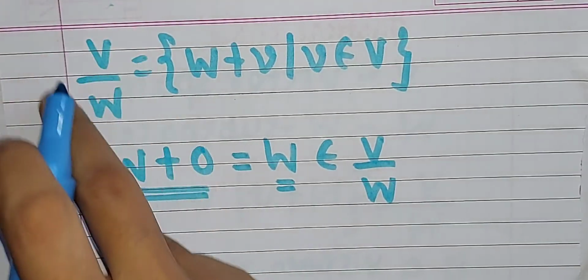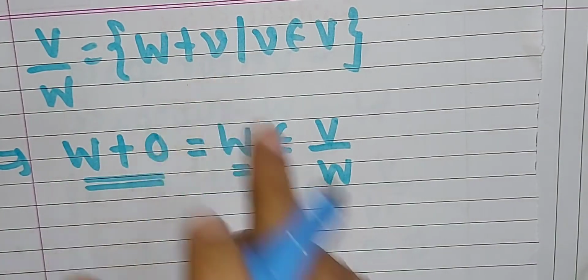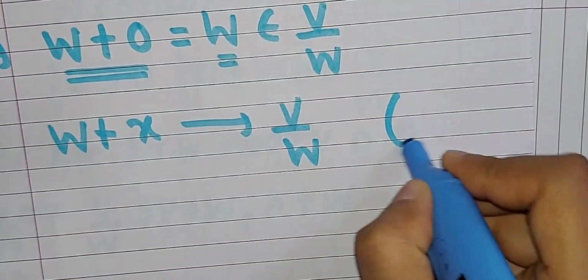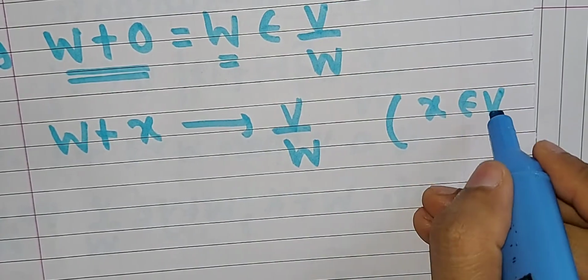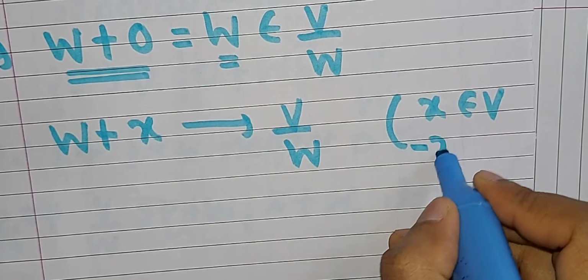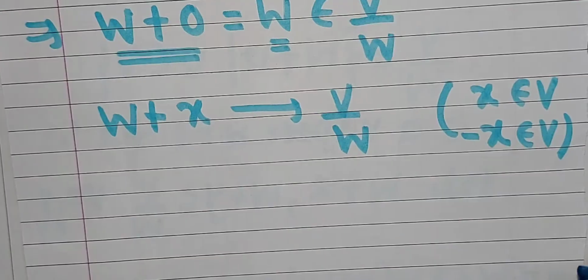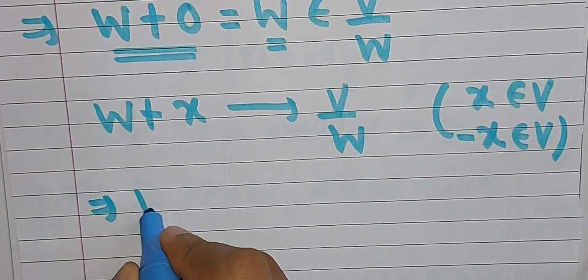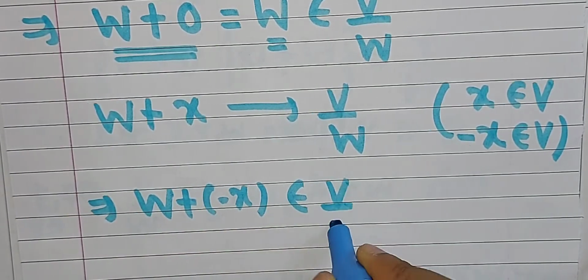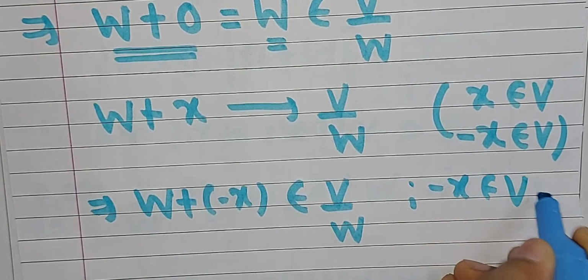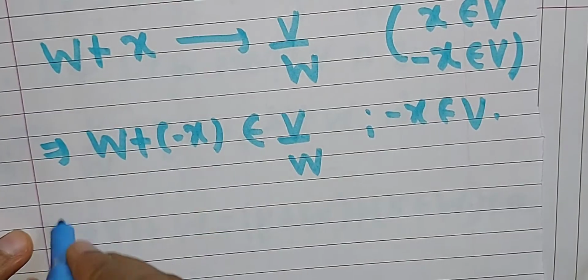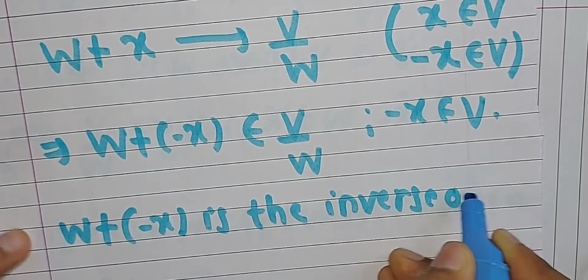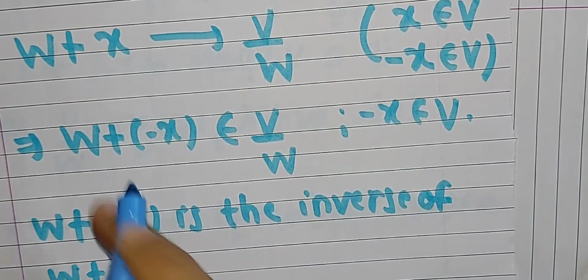Similarly, we can find the inverse element in V by W. For that purpose, just consider an element like W plus X. If this is my element from V by W, then we already know that if X is an element from V, and V is a vector space with respect to addition, then its inverse element is always minus X, which also belongs to V. In the same way, we have addition here and this is our element from V by W, so its inverse element is of the form W plus minus X, which also belongs to V by W, such that minus X belongs to V. So we can say W plus minus X is the inverse of the original element, W plus X.